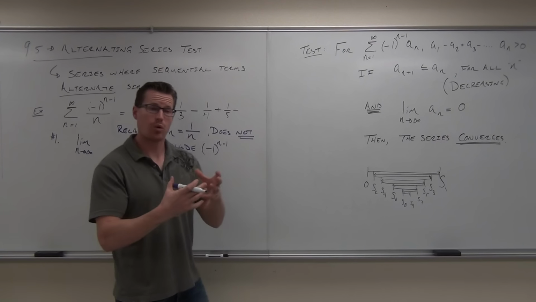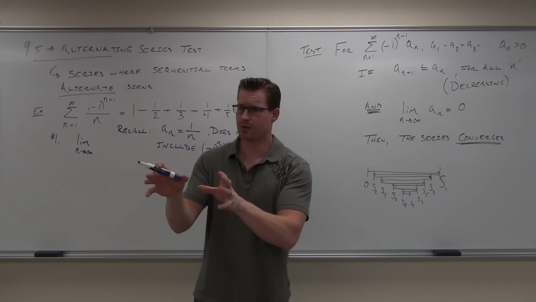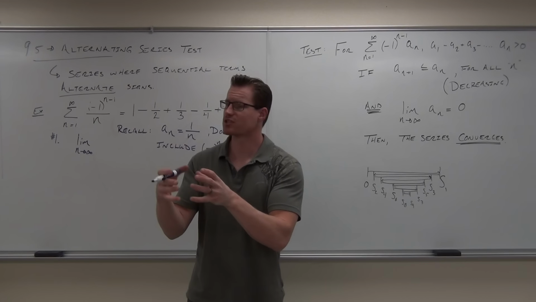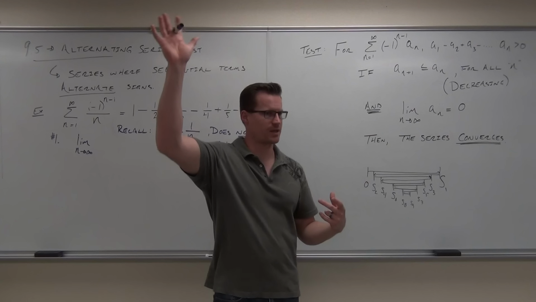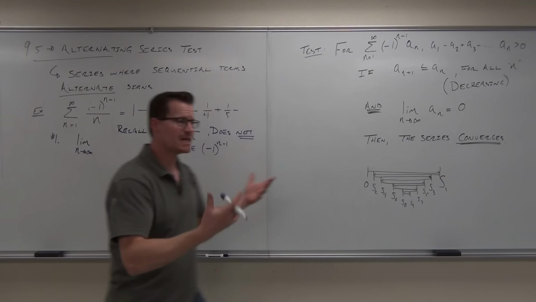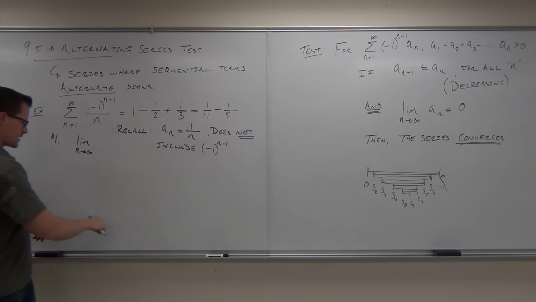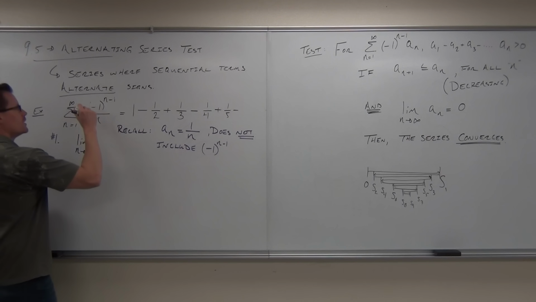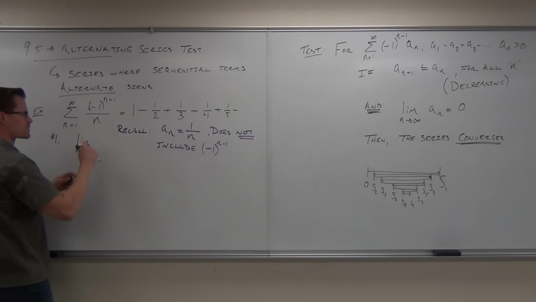That's why I made such a point about you can always pull out the alternating part, and you can always have a series of positive terms, or a sequence of positive terms, a sub n. Show of hands if you understand that concept. Okay, so do we need the negative 1 to the n minus 1 inside my limit?